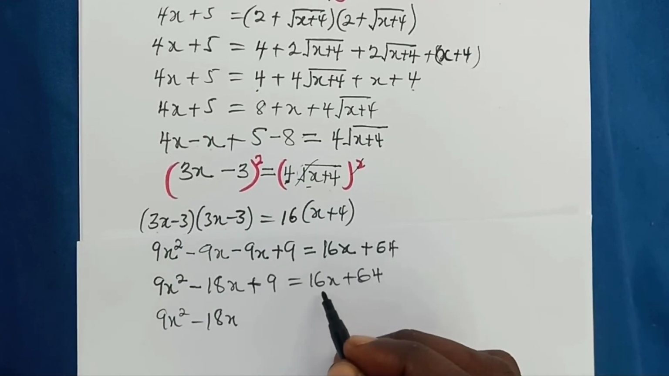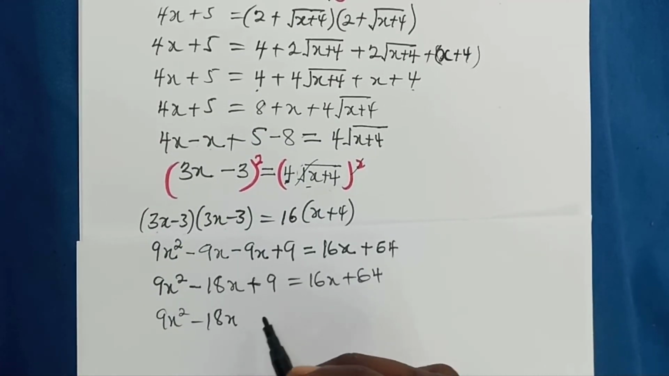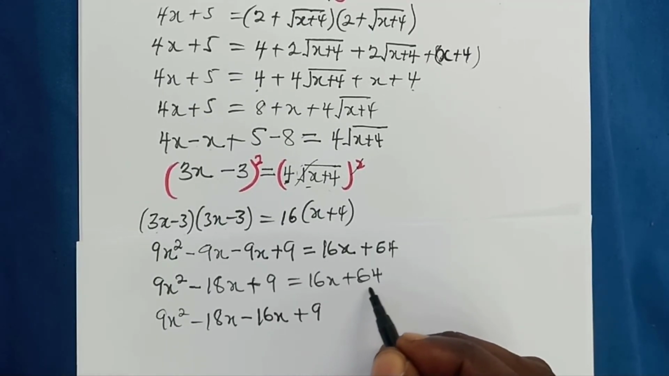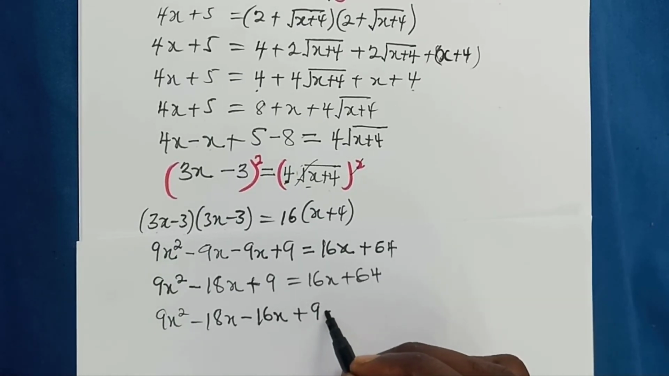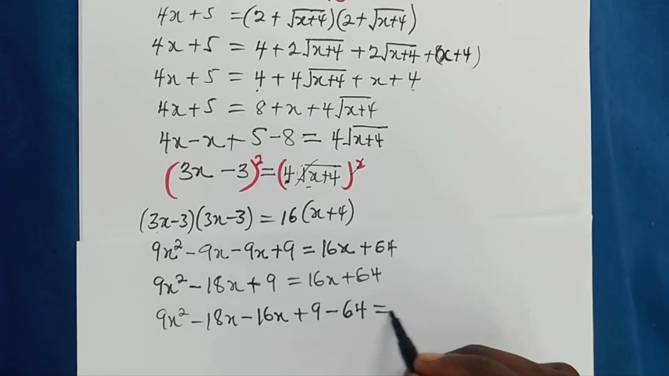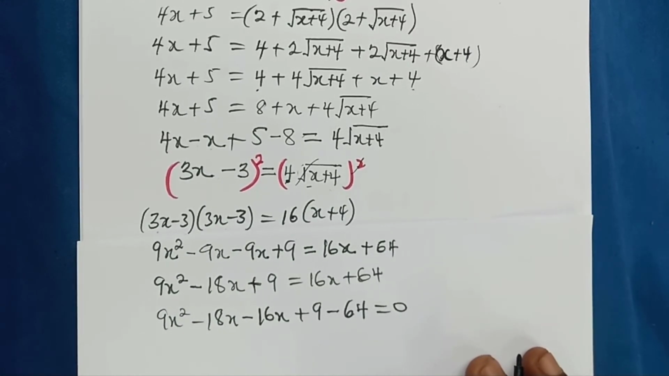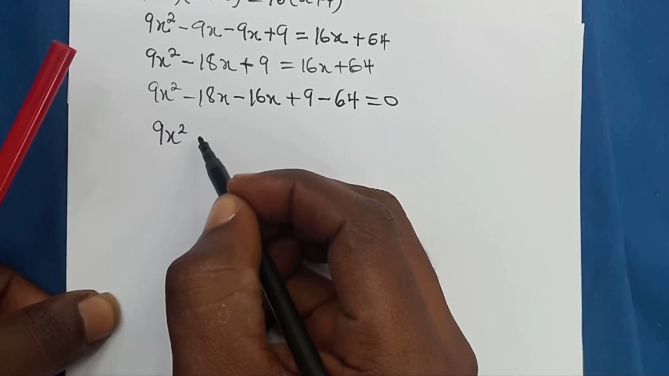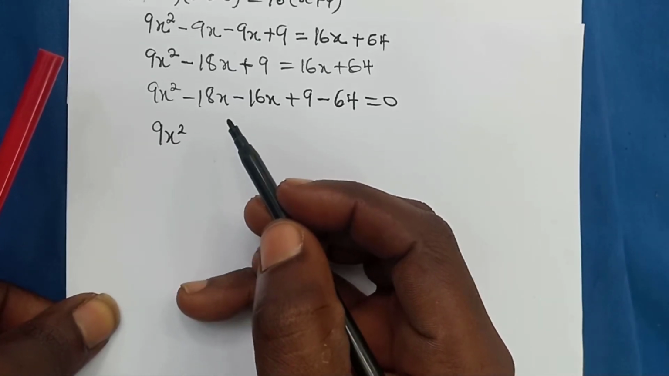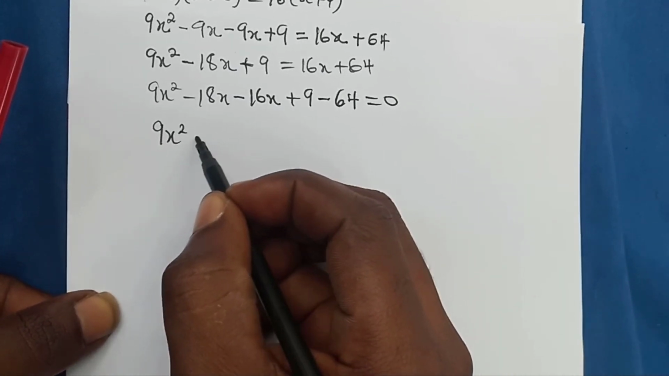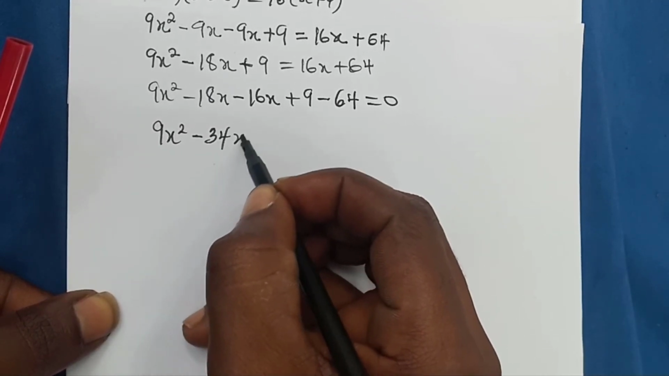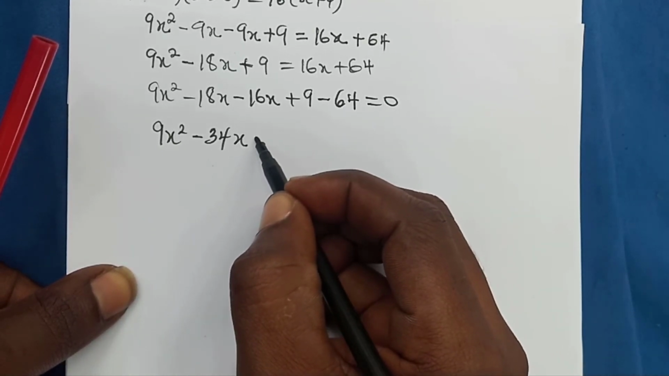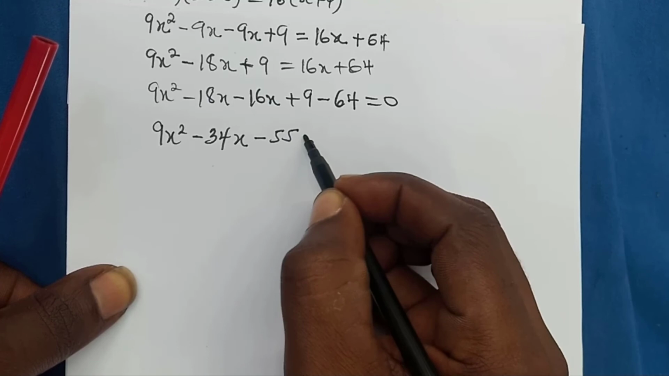All right, so now we have 9x squared minus 18x. Let's move the 16x here. So we have positive 16x. If we cross the equal to sign, it becomes minus 16x plus 9. Positive 64. If we cross the equal to sign, it becomes minus 64. Okay, this is equal to 0. All right, so then we are having 9x squared, negative 18x minus 16x will give us negative 34x. Okay, and then 9 minus 64 will simplify to negative 55. Okay, this is equal to 0.